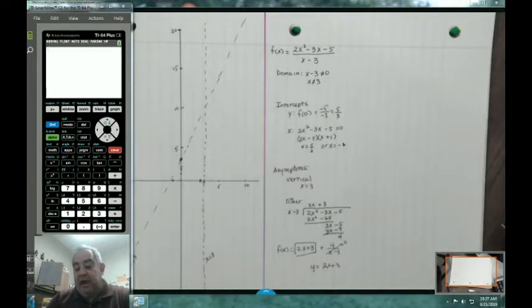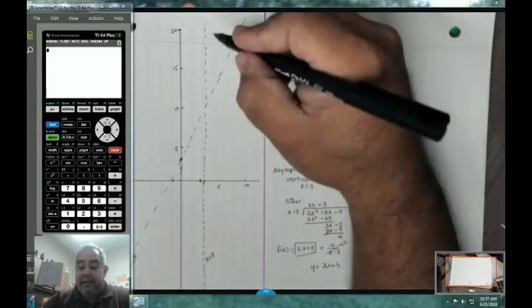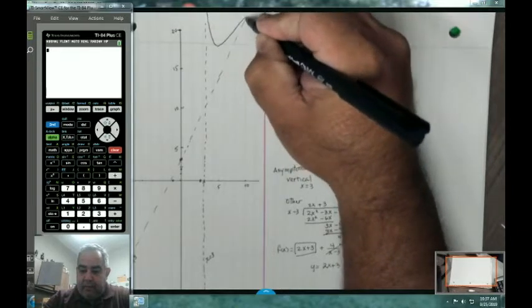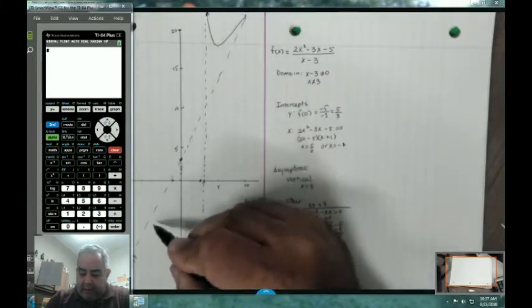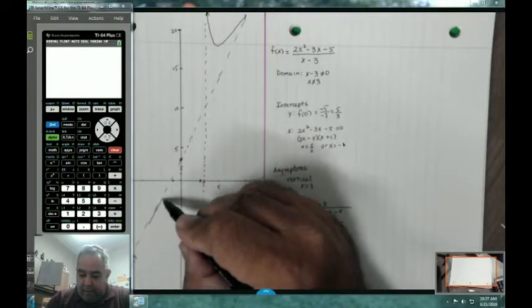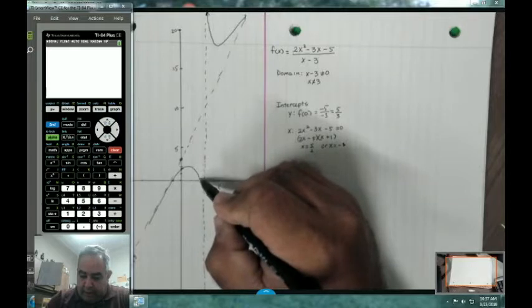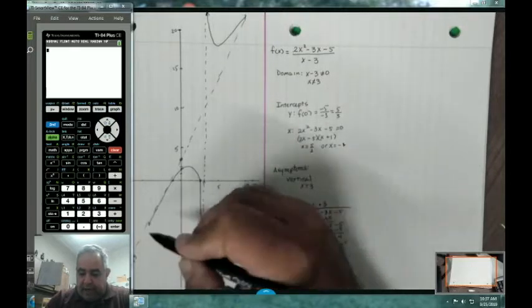From here on out, all you can do is plot points, and what's probably going to happen is that this function will look like this up here, and over here it's going to kind of mirror this right here. Hit the 0, come back down, and approach it that way.